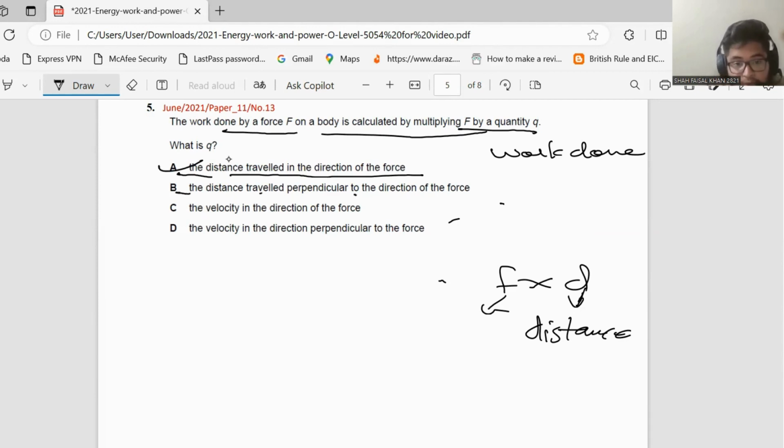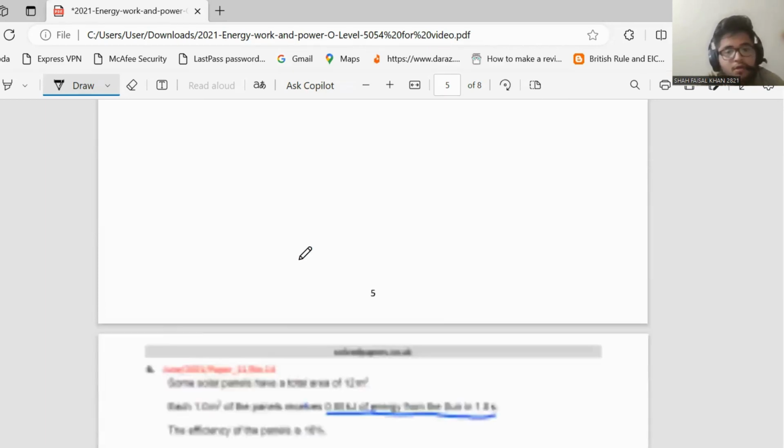Okay, the distance traveled perpendicular to the direction of the force. No, because in the perpendicular direction, the distance can be, that is the gravitational potential energy. The velocity is not included in this. So hence C and D are not correct answers.